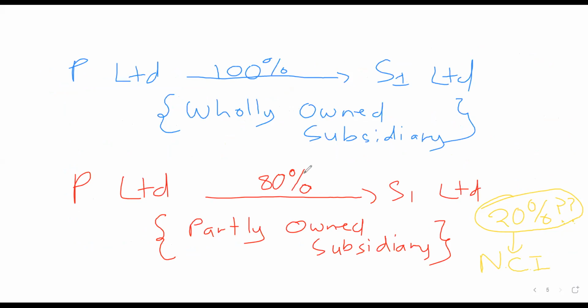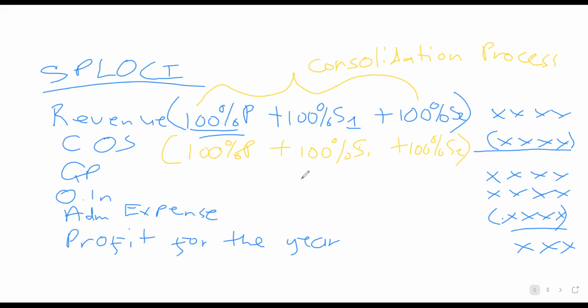So you do not necessarily have to say, when you're doing consolidation and you put the revenue for S1 Limited, that you take 80% of what is in S1 Limited. You don't do it that way. You'll be wrong. So for instance, if the revenue in S1 Limited is 100,000, and then you say, okay, fine.